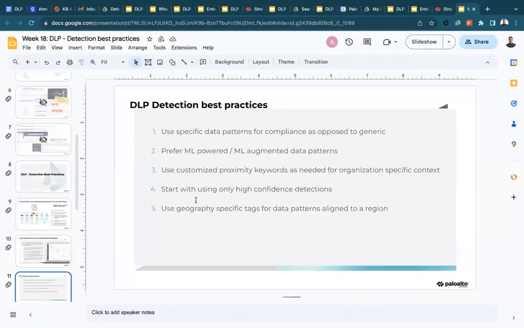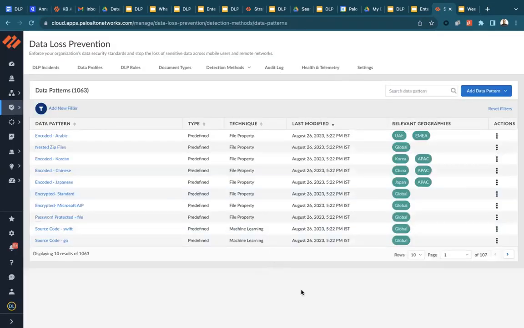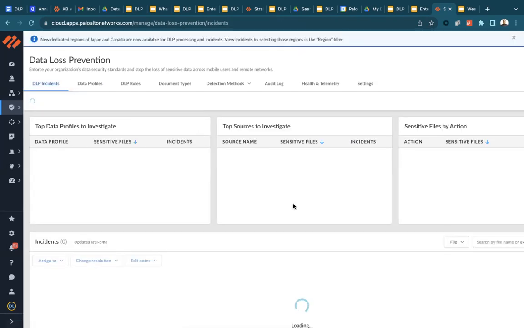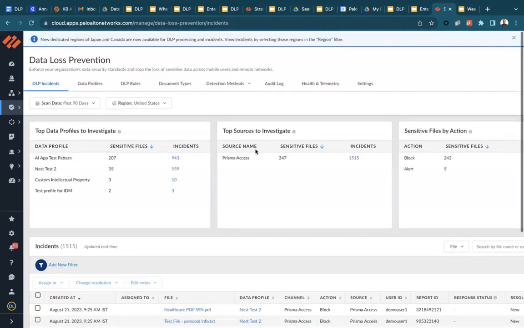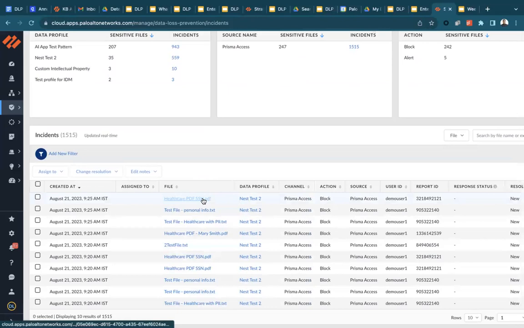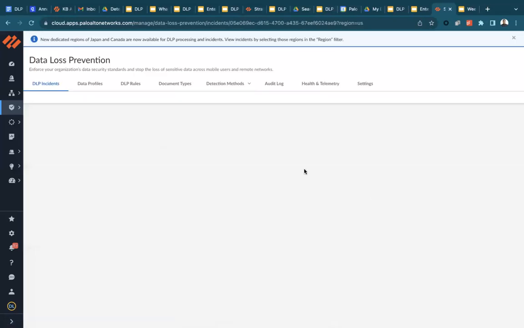Going to the next one, right? So we spoke a little bit about confidence detections. We spoke about what's the high confidence and what's the low confidence detection. For example, in a pattern based, you have higher if the proximity keyword is also matching for you. So let's take a quick look at why we mean by looking at specific, just high confidence detections.